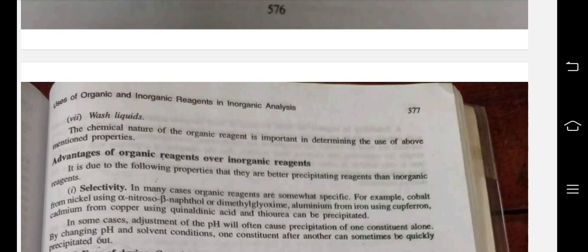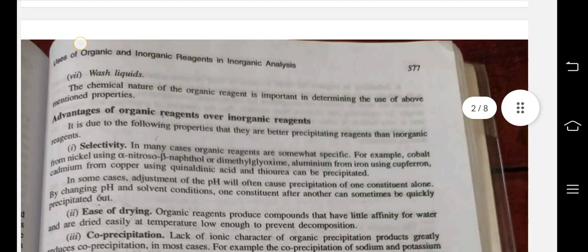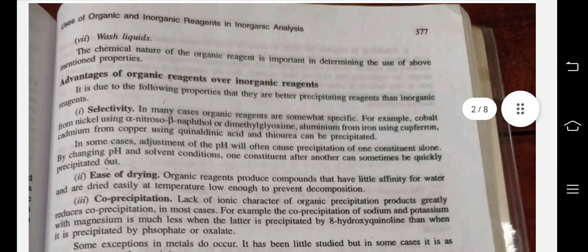Next topic is advantages of organic reagents over inorganic reagents. It is due to the following properties that they are better precipitating reagents than inorganic reagents. First advantage is selectivity. In many cases, organic reagents are somewhat specific. For example, cobalt from nickel using alpha nitroso beta naphthol or dimethyl glyoxime, aluminium from iron using copper-ferron, cadmium from copper using quinaldinic acid, and thiourea can be precipitated.